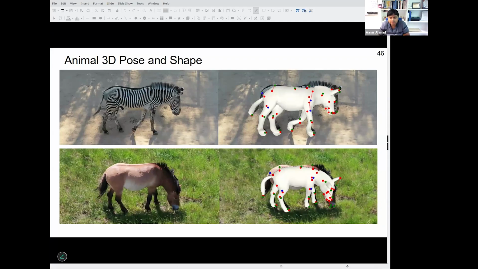So using this, we have been doing some pose and shape estimation. Some results you see here on the slide.